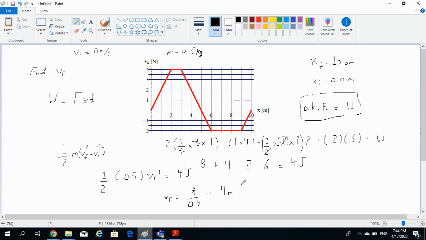So this was a clear demonstration of how to find velocity from a force distance diagram and the relations between the work done by the object and kinetic energy of an object.